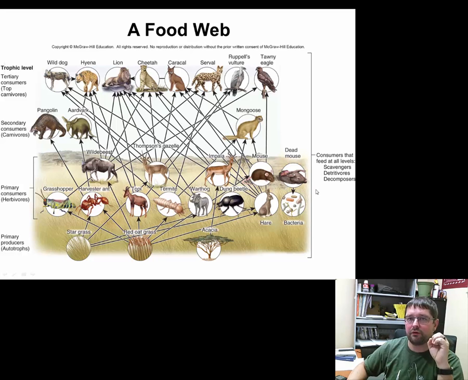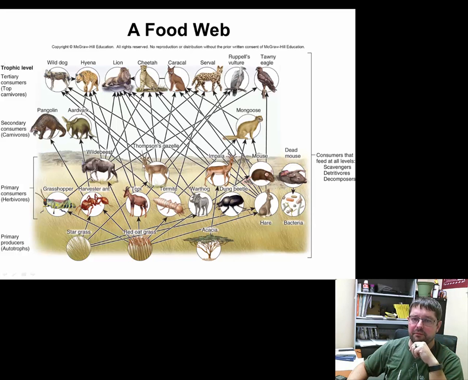And the reason why food webs are really important is because of what happens if we remove something from the web. This is what ecologists often do, and then they see what's going to happen if we remove something from the web. If we remove the cheetah from the web, what might we expect?